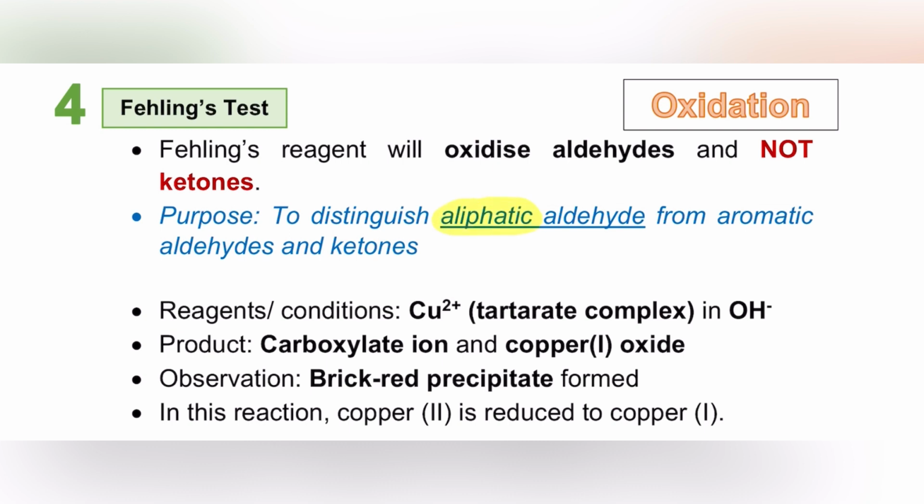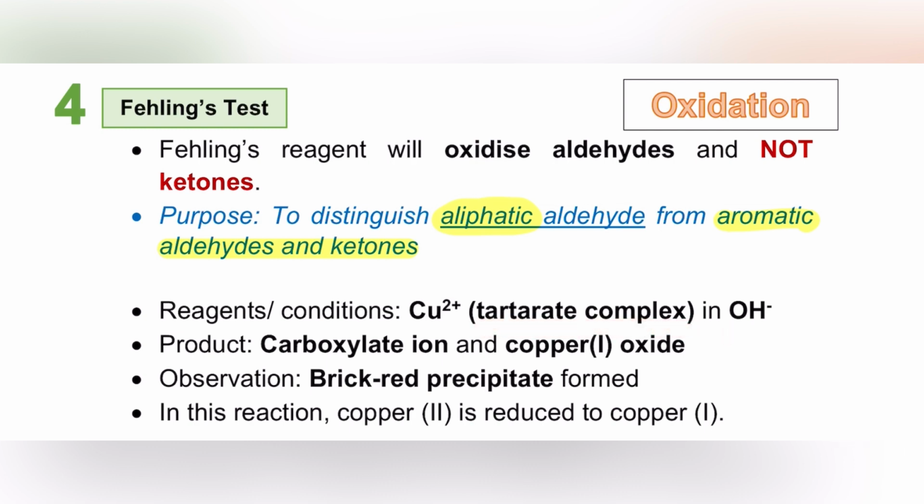Aliphatic aldehyde from aromatic aldehyde and ketone. So what shows the positive result? Only aliphatic aldehyde. Maksudnya aldehyde yang attach kepada alkyl group dan hydrogen at the carbonyl carbon. So the reagents and conditions that you have to use, kalau dia minta awak state, awak kena tulis Cu2+ dalam kurungan tartrate complex in OH-.